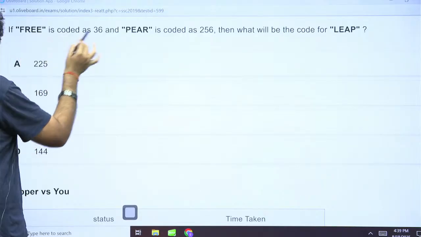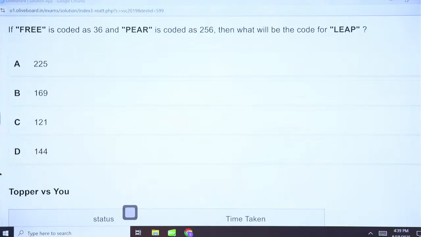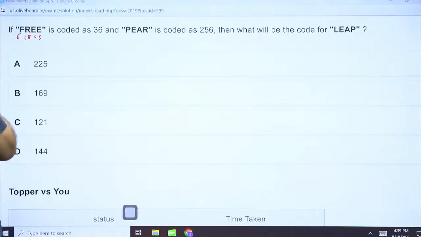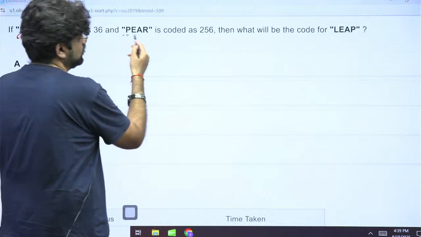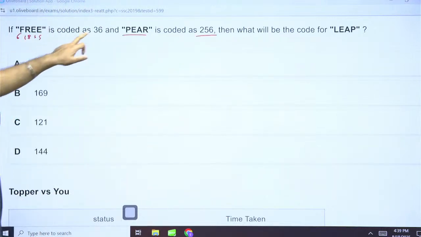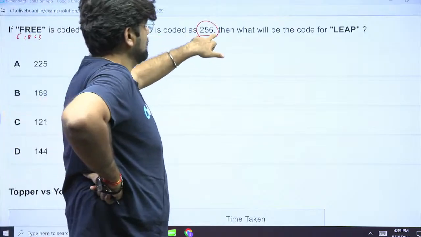Free is coded as 36 and peer is coded as 256. Okay. 6, 18, 5, 5. 24 and 10. 34 plus 2. But this is not going to go to 254, no? And 36 is the perfect square, 256 is the perfect square.